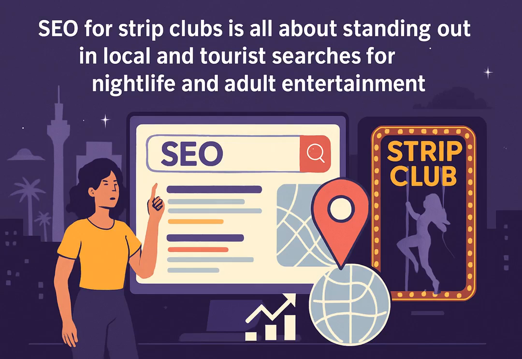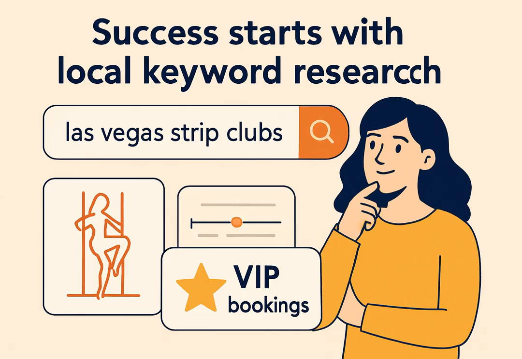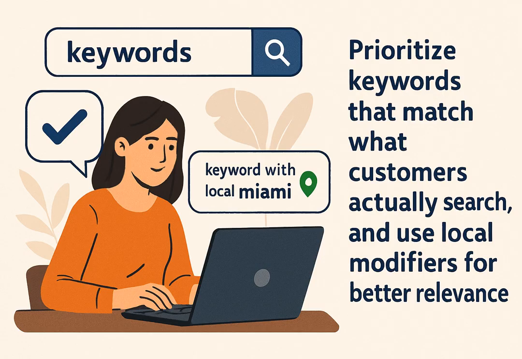SEO for strip clubs is all about standing out in local and tourist searches for nightlife and adult entertainment. Success starts with local keyword research. Think terms like Las Vegas strip clubs, show schedules, or VIP bookings. Prioritize keywords that match what customers actually search and use local modifiers for better relevance.